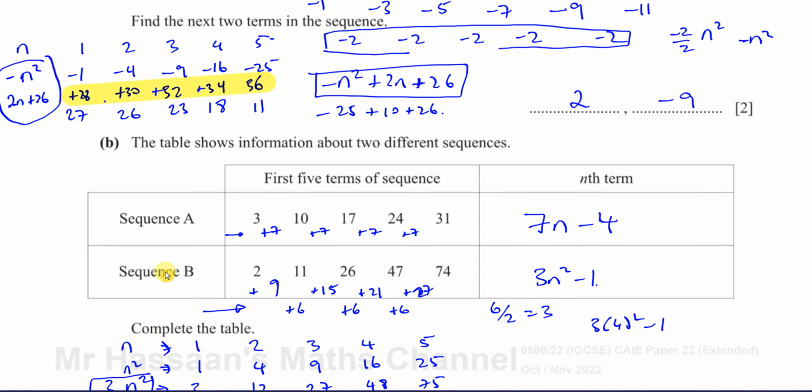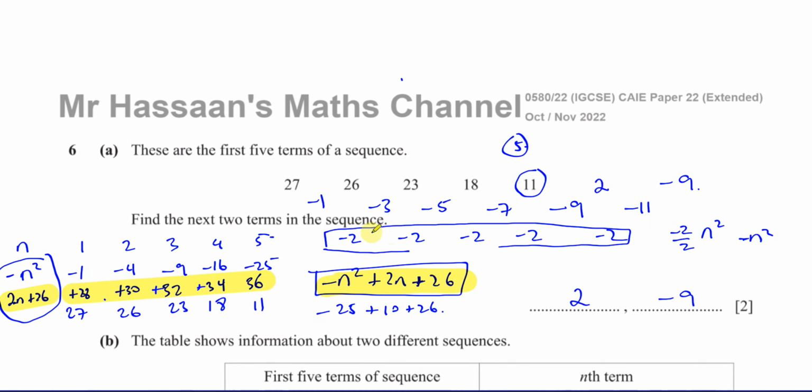But here we had minus n squared, but this itself was a sequence by itself, which is going up in 2s. So we have to think about this. This sequence is basically 2n plus 26 because it's going up in 2s, 2n. We want it to start from 28, so you have to add 26 because if you leave it as 2n, the first term would be 2. We want it to be 28, 2n plus 26. So minus n squared plus 2n plus 26 is that sequence. Now, again, that's not required in this question.